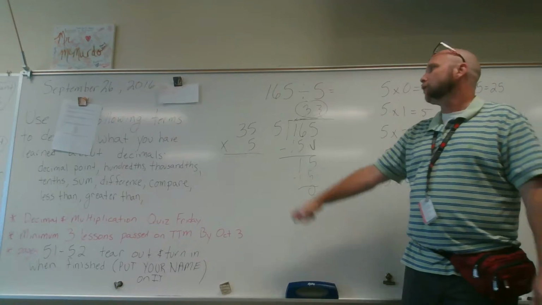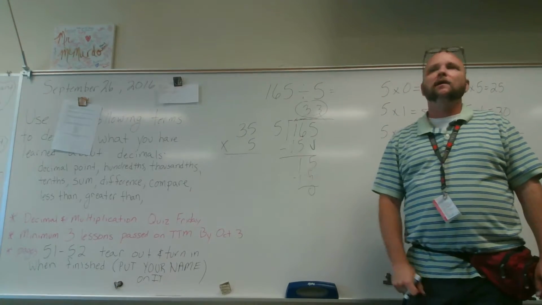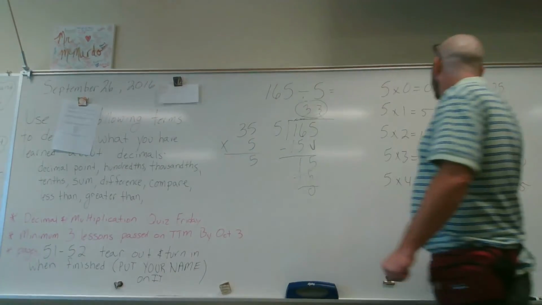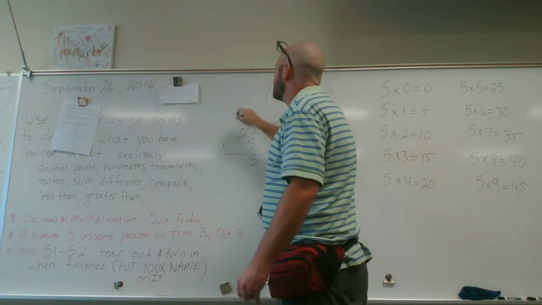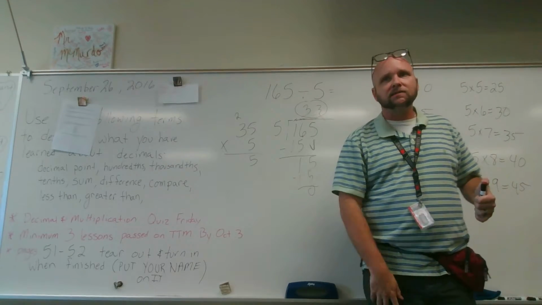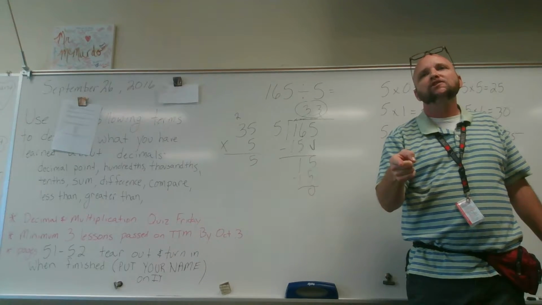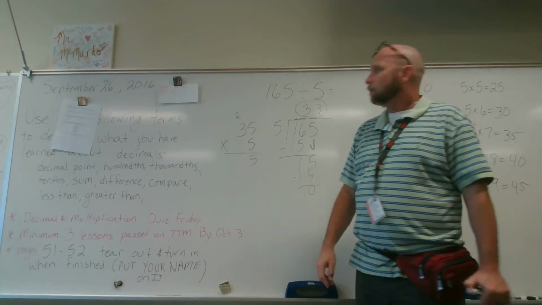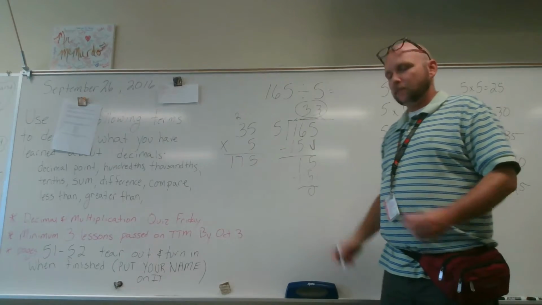All right. So 35 times 5. We always start with the ones place times the ones place. 5 times 5 is 25. If I didn't want to do that, I could look over here and see 5 times 5 is 25. 5 in the ones place, 2 in the tens place, because 25 ones is the same as 2 tens and 5 ones. 5 times 3 is 15 plus 2 is 17.